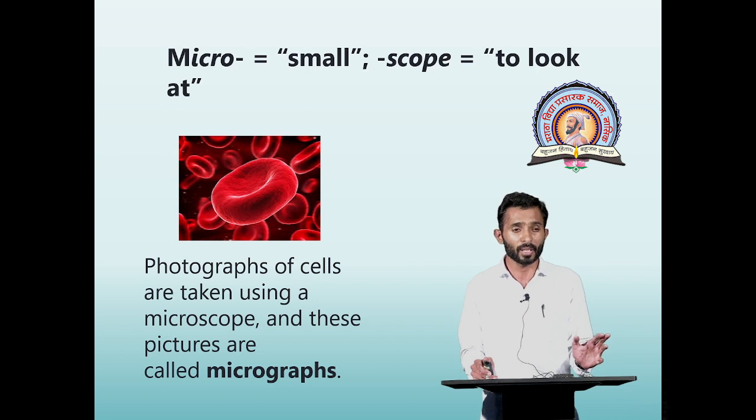The word microscope is a combination of two simple words. The first, micro, means small, and the second, scope, means to look at, from a different point of view.